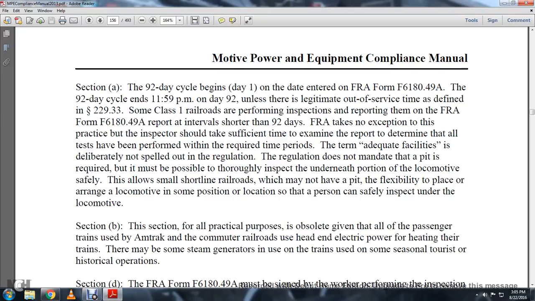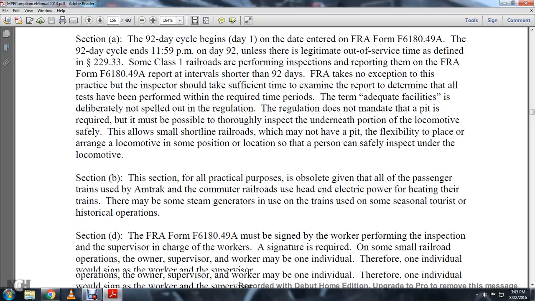The inspector should take sufficient time to examine the report and determine that all the tests have been made and performed within the required time periods. The term "adequate facility" is deliberately not spelled out in this regulation. The regulation does not mandate a pit; it must be possible to thoroughly and safely inspect the underneath portion of the locomotive. This allows small short lines, which may not have a pit, the flexibility to arrange the locomotive in such a position and location that a person can safely inspect under the locomotive.